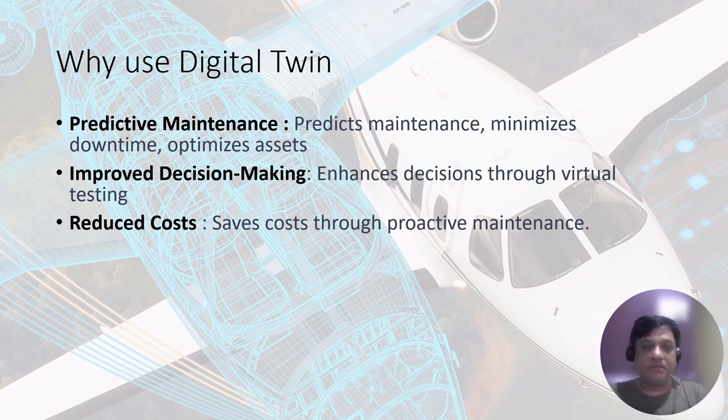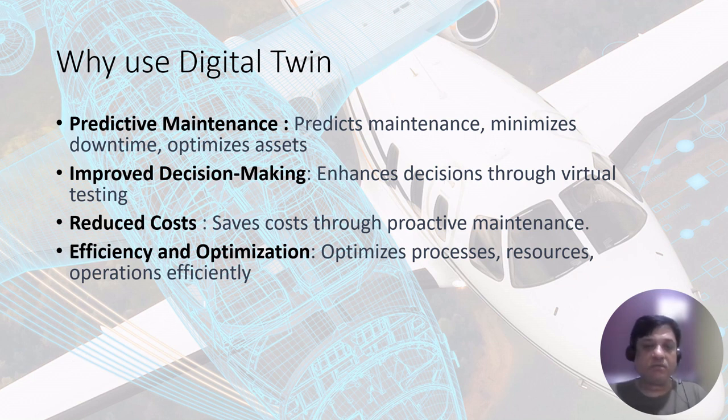Then comes efficiency and optimization. The optimization of processes, operations, and systems is enabled for organizations since they can really identify the most efficient ways to use resources, energy, and time.